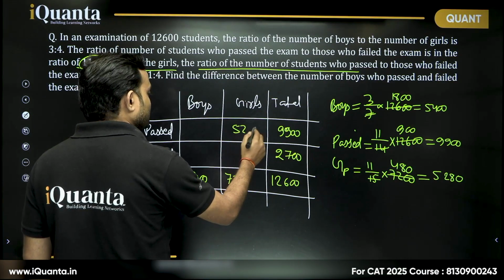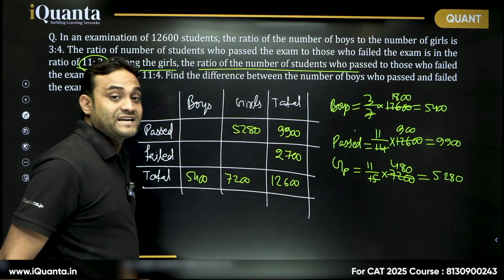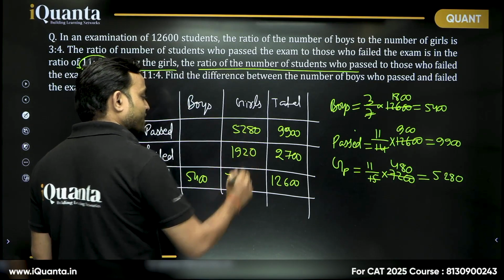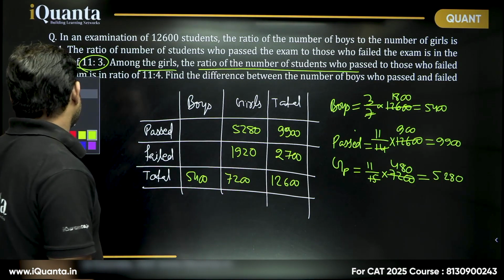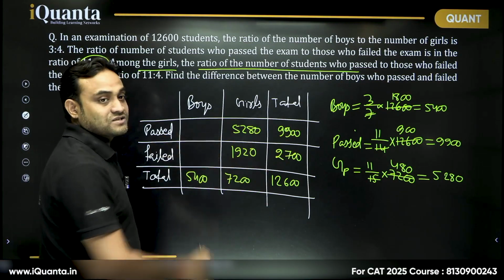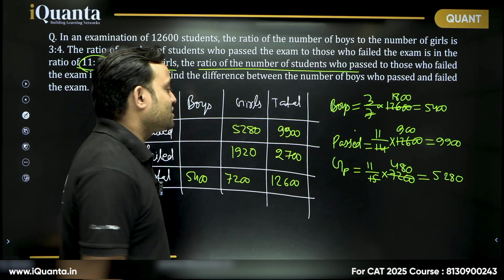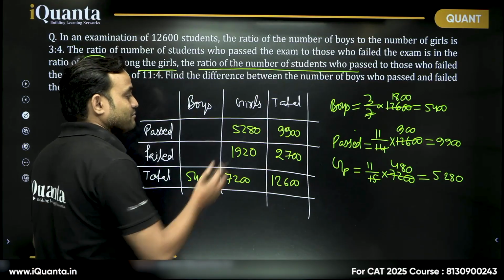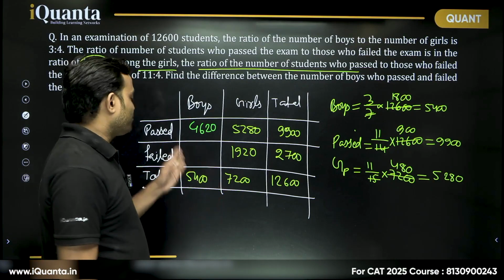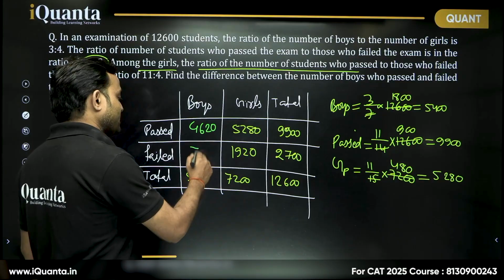So 5280. Number of girls who failed: 7,200 minus 5,280. It will be 1920. So what we can say, number of boys who passed will be 9,900 minus 5280. 9,900 minus 5,300 is 4,600 plus 20, 4,620. Number of boys who failed, 2,700 minus 1,920, 780.